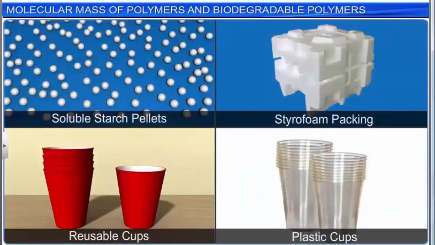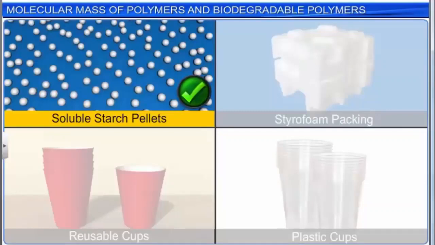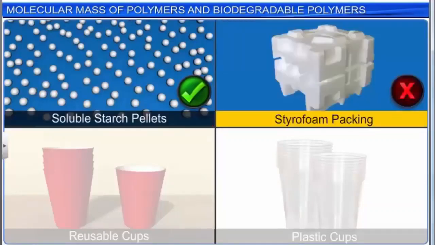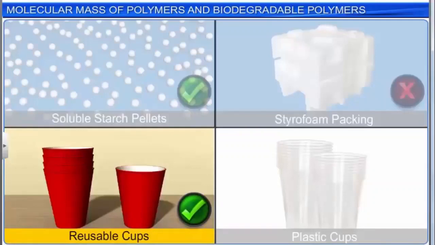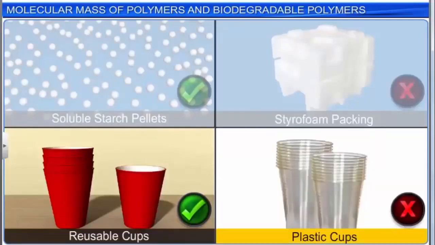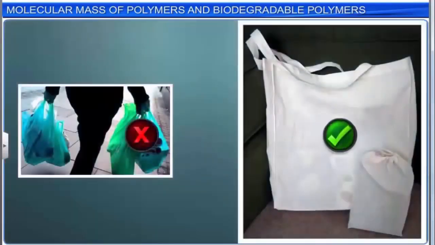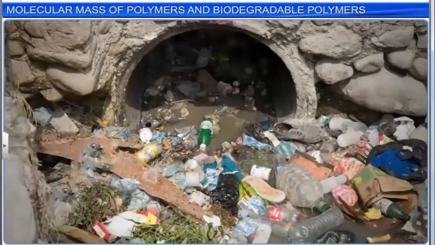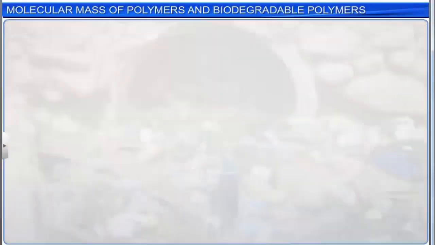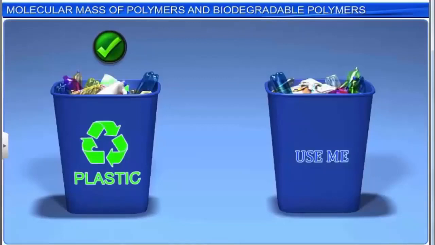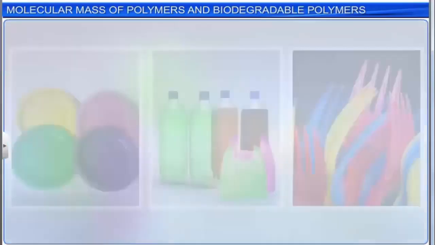Use soluble starch pellets instead of styrofoam packing. Use reusable cups instead of disposable plastic cups. Bring reusable bags when shopping and make sure polythene bags stay out of drains. Recycle your plastics or reuse them instead of just throwing them into the trash. Many plastics can be recycled.